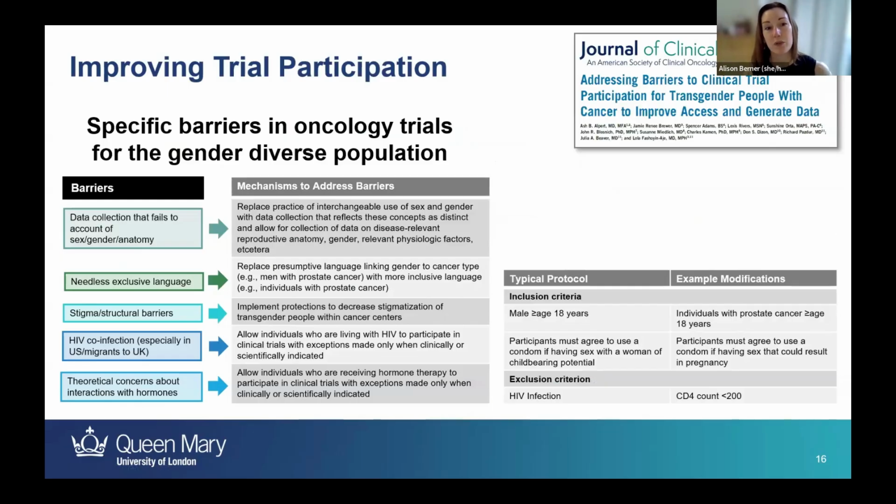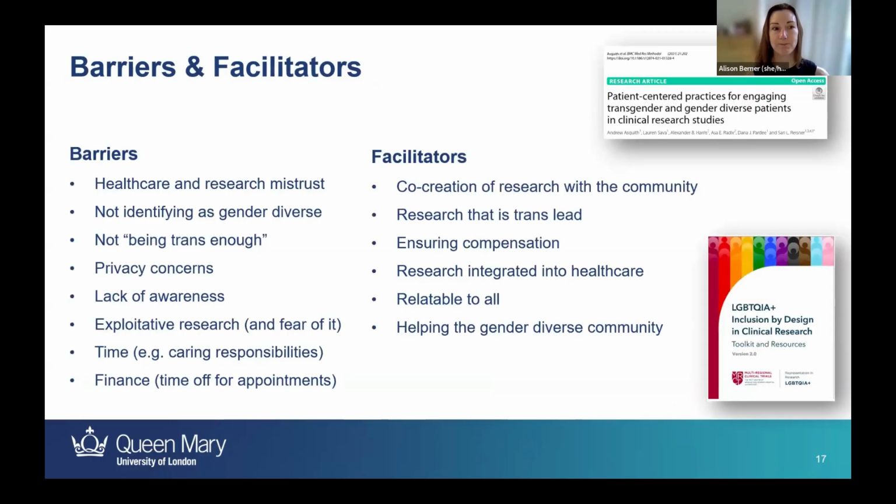So I would point you towards some papers on how to improve this in the trials that you're running. This is work by a dear friend, Ash Alpert, which tackles some of the barriers around not just data collection and language, but also some of the structural barriers, and provides mechanisms to address them, including ensuring things like really open inclusion criteria around hormone therapy, and actually describes how to modify your protocols directly.